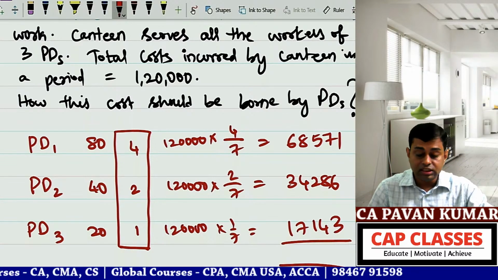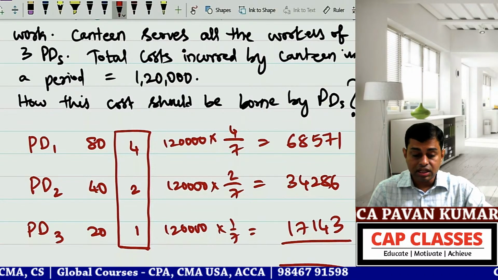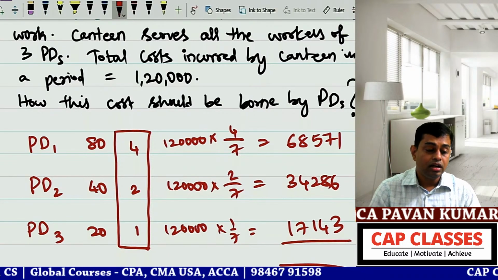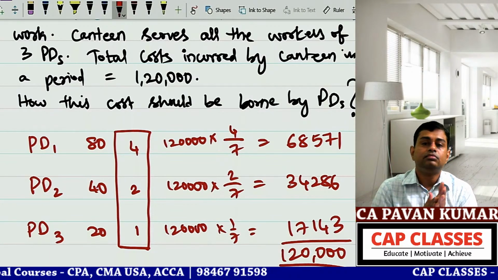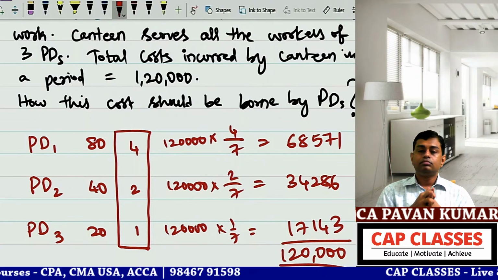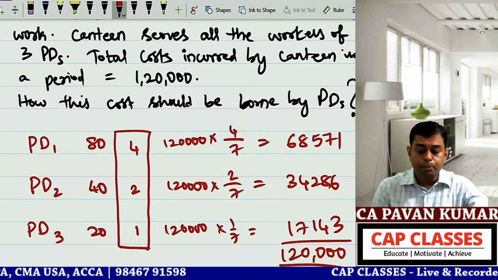Now try to add all these numbers: 17,143 plus 34,286 plus 68,571. Correct, 1,20,000. This is the answer. This is how you distribute service department cost to production department.